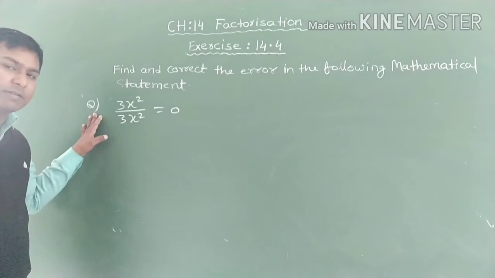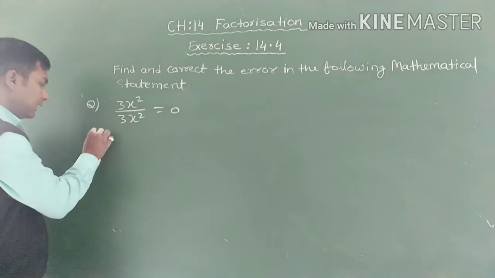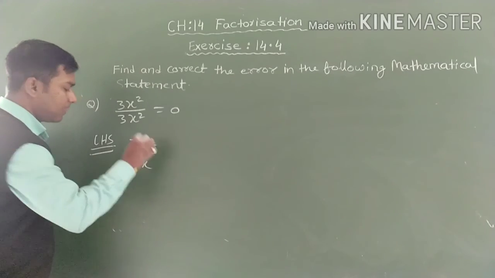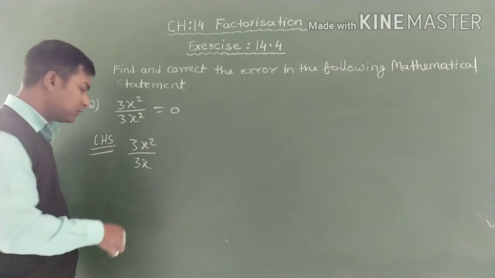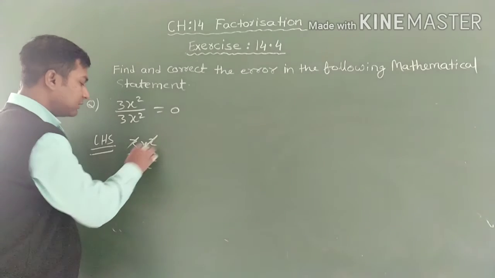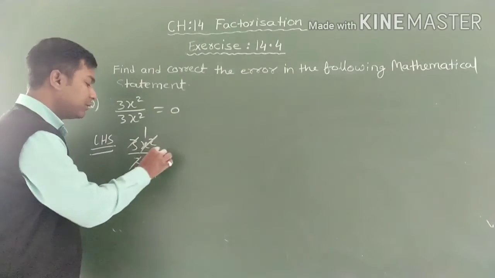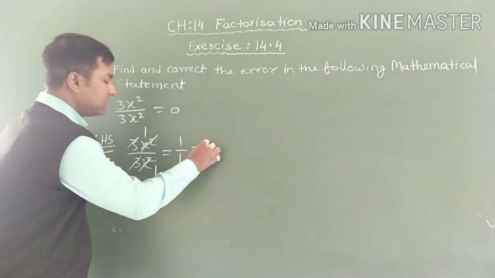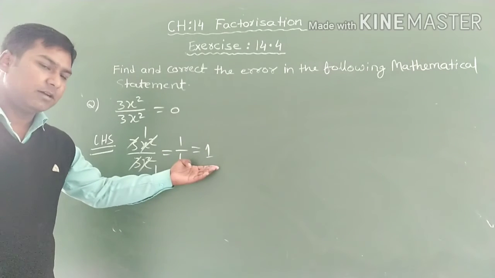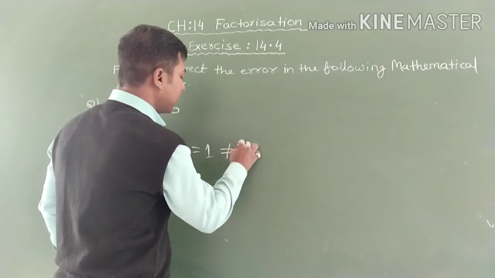Now the question is given: 3x square divided by 3x square equals 0. So just take the LHS part. It will be cancelled out. 3 and 3, x square and x square, so 3x square is cancelled out by 3x square, 1 by 1, so the simplification is 1. Now this will not equal the RHS part, the RHS is 0 given here. So this will not equal RHS.